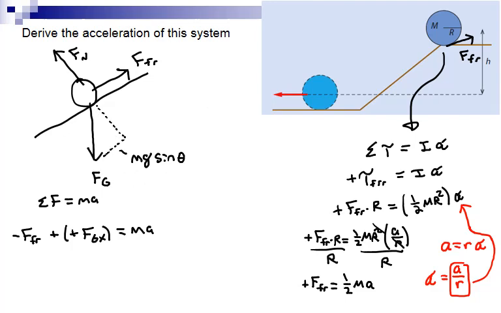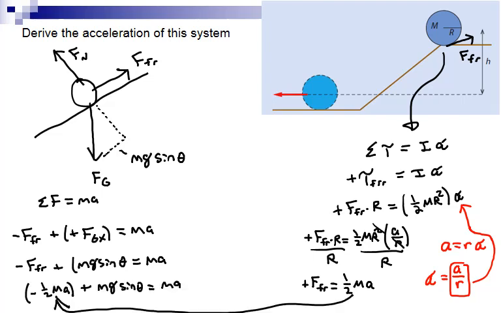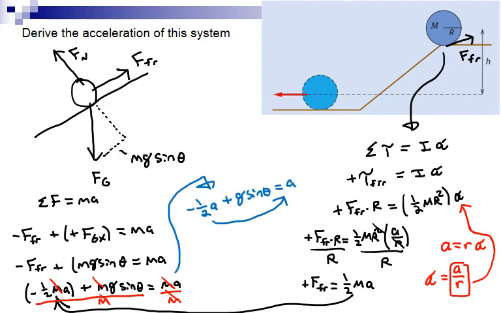All right, and so negative force of friction plus positive force of gravity x equals ma, and we can bring this over and plug it in. Mass cancels from both sides, and we're left with negative 1/2 a plus g sine theta equals a. We can add this to the other side and then divide. So this is the acceleration of the system. This is again for a cylinder that's rolling down an incline and is not slipping. The friction there is helping it roll. And that's what we got.